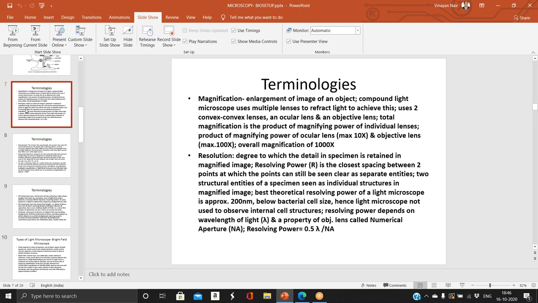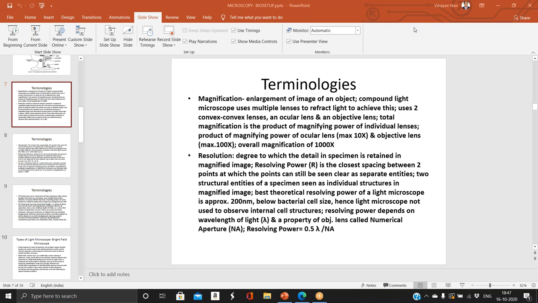Can you see this slide, all of you? Yes, sir. Okay. Now let me explain the term magnification first of all. Magnification is the enlargement of the image of an object. Now, the compound light microscope, nothing but our light microscope, uses multiple lenses to refract light to achieve this. It uses 2 convex lenses, an ocular lens, that is the eyepiece lens, and an objective lens.